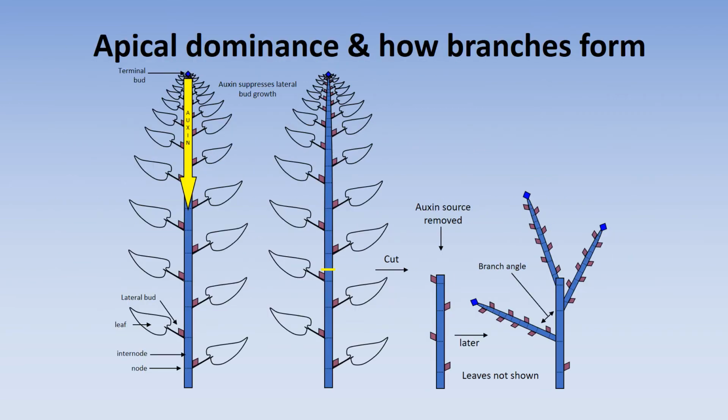Here is a diagram illustrating apical dominance. Auxin produced in the terminal bud travels down the shoot and suppresses lateral bud growth. After the tip of the shoot is cut off, apical dominance is released and lateral buds grow to form branches, which are new shoots. Note that each branch has the same structure as the original shoot. The new branches grow at various angles to the original shoot.